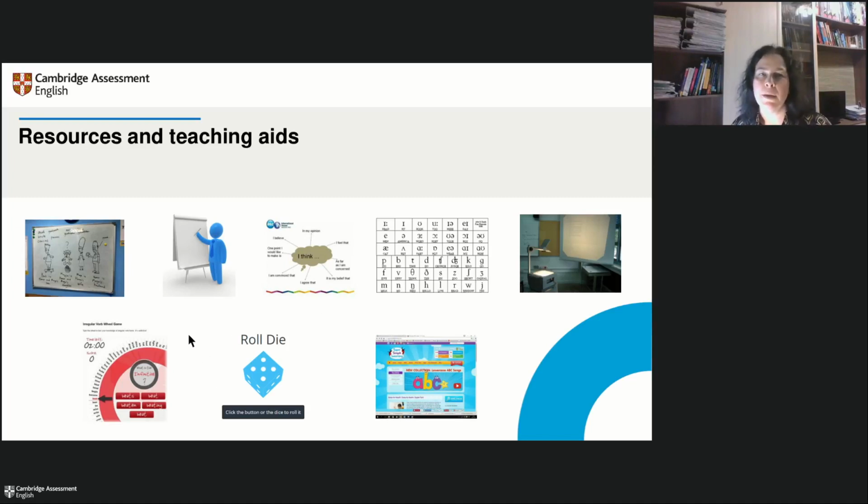I mentioned the Macmillan irregular verb wheel that is available on their website. You can use it for your low-level students, perhaps, to revise irregular verbs. Roll die, yeah, so online dice, if you want to use it. Different activities with flashcards and songs from Super Simple Learning. Yeah, of course, again, the list of resources and teaching aids is endless. So I'm just mentioning some of them.